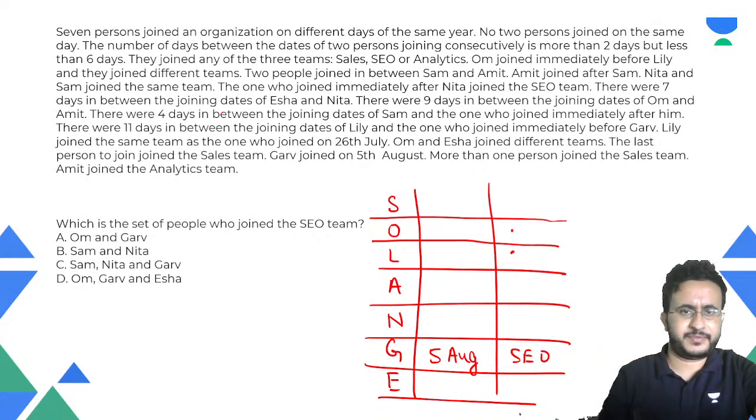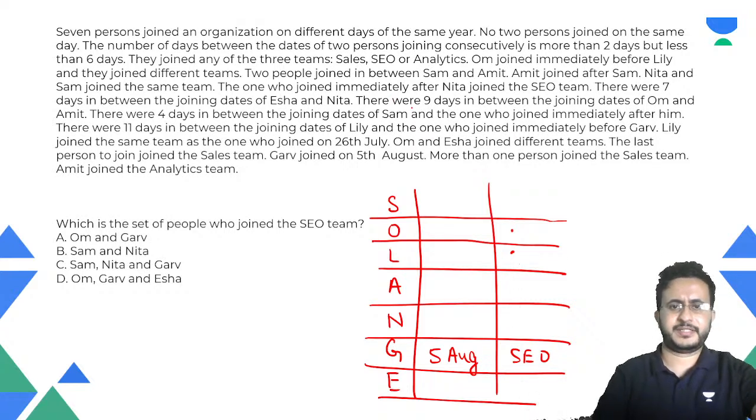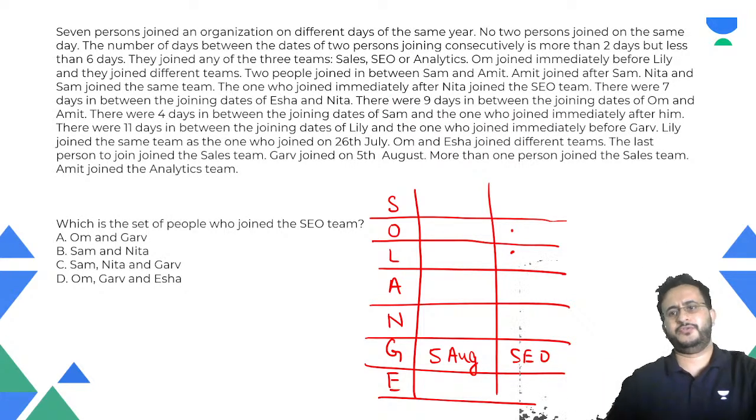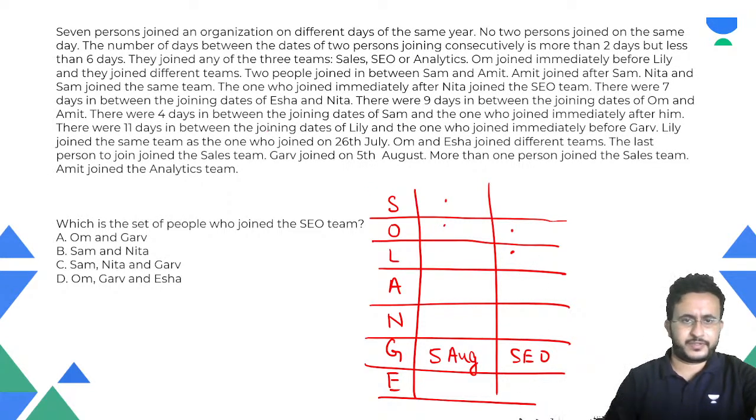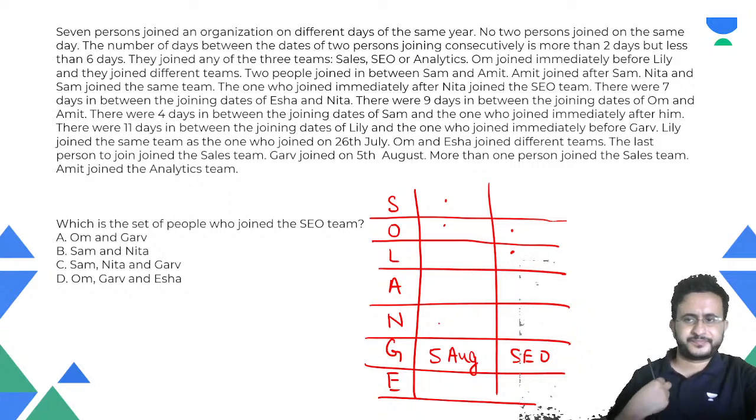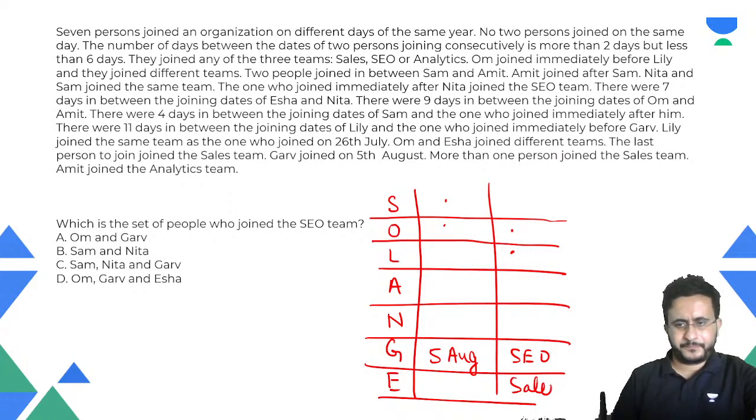Right? There were 7 days in between, that we have taken 9 days this and this. 4 days between Sam and the one who joined immediately after him. So if we know the date of Sam, we can find this date also. Then 11 days between Lily and the one who joined immediately before Garv. We do not know when this person joined. Lily joined the same team as the one who joined on 26 July. Om and Isha joined different teams. The last person to join the sales team. More than one person joined the sales team. Amit joined the analytics team. So Amit is the analytics team.